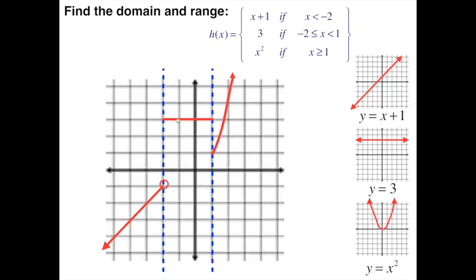Okay, if you look at this middle graph here, this 3, it says -2 is indeed included. -2 is less than or equal to, so that means it's going to be included. So we're going to put a closed dot there.